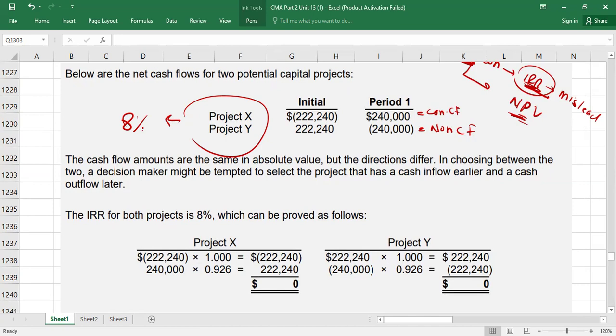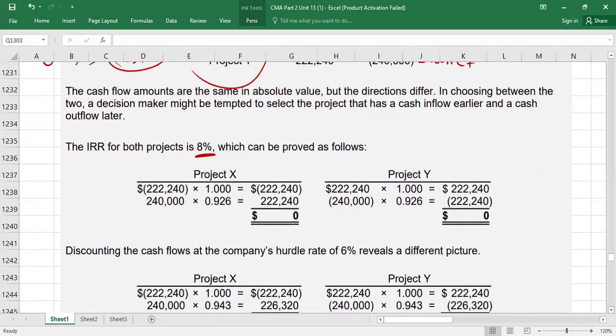Because at 8%, the NPV for both project X and project Y will become 0. This is the IRR definition: if you use the IRR as the cost of capital, the NPV becomes 0. So let's try it. The IRR for both projects is 8%, and we can prove it this way by calculating the NPV.